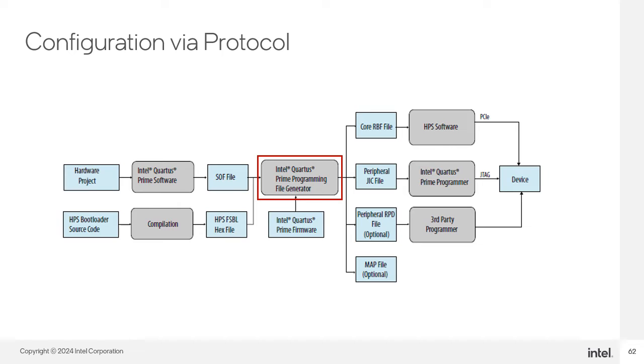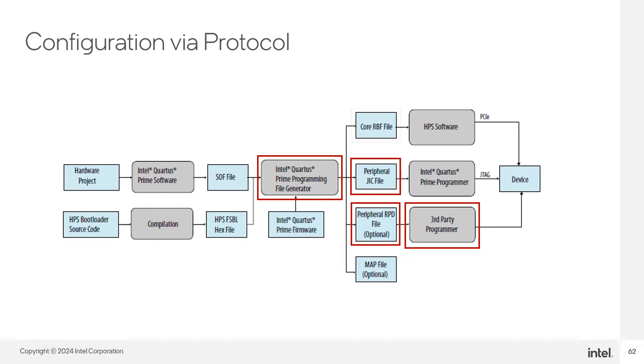Peripheral JIC file, which contains the initial configuration bitstream, including peripheral configuration data and SDM firmware, and a small SDM helper firmware image used by the Quartus Prime programmer to write the bitstream to flash. An optional peripheral RPD file, which contains the same initial configuration bitstream as the peripheral JIC file, in simple binary format. This file can be written to flash with a third-party programmer such as U-Boot.